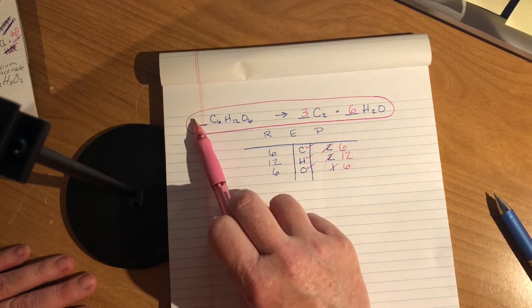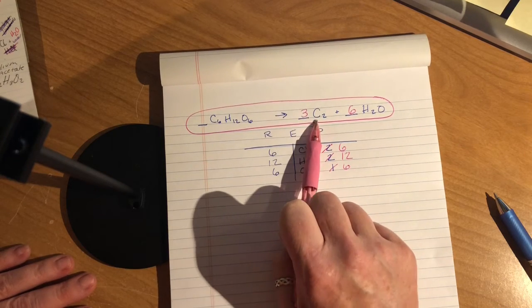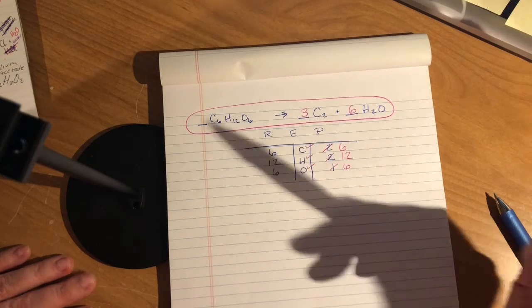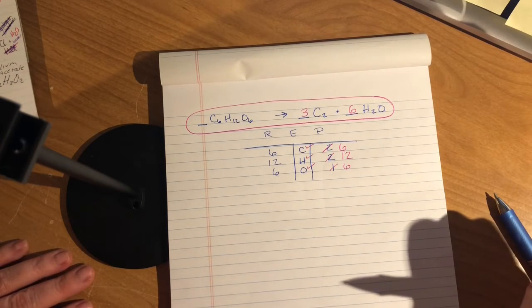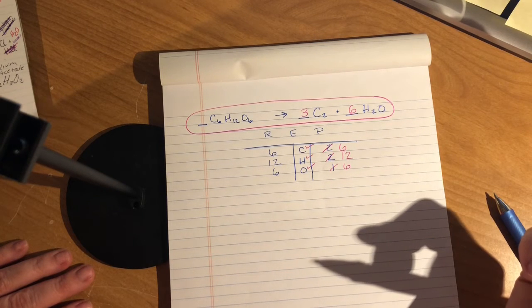So my balanced chemical equation for the combustion of sugar is C6H12O6. I don't have to put a number 1 in here. It's inferred. Yields 3 pieces of carbon and 6 molecules of water. It's quite that simple. Now it's your turn. I need you to do some practice yourselves.